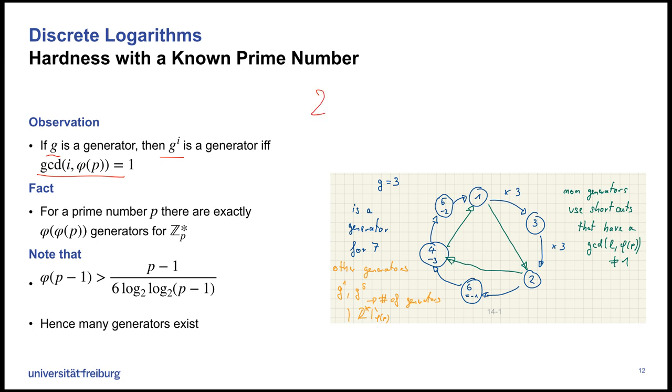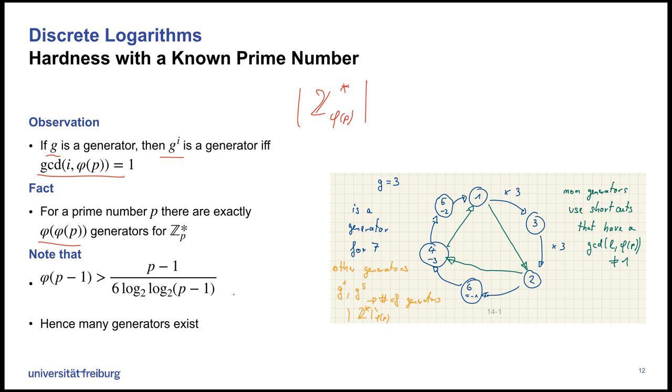So we are looking at the set phi of P star. That's the definition of the set. Now, how large is this set? This is given by the Euler function. For a prime number P, there are exactly phi of P minus 1 generators. That's not a typo. And that's how many generators we get. Now, how large is it? Well, the answer is, of course, it depends. It could be very small.